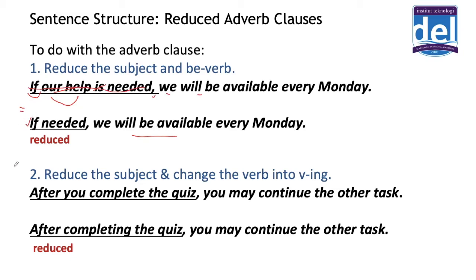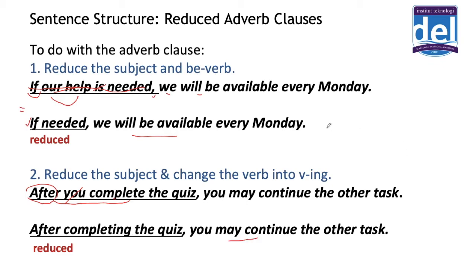Now let's see the second point. If the adverb clause does not have a be verb, you can reduce the subject and change the verb into a verb-ing. So for example, this is the adverb clause. This is the connector, yeah, "after." There is no be verb here. So you reduce the subject and change the verb into verb-ing. So it is "after completing."